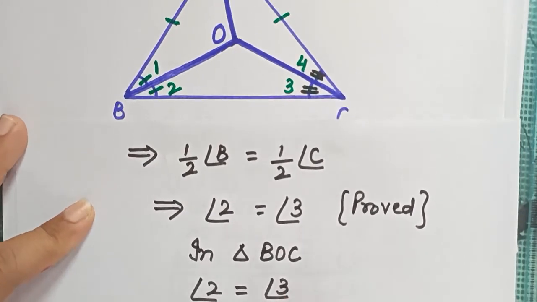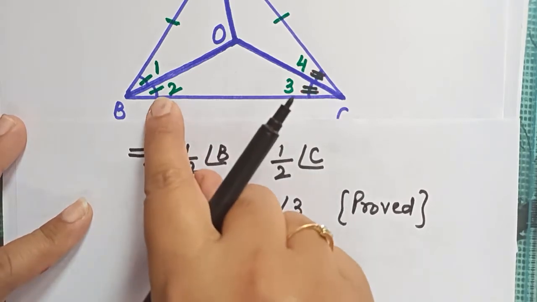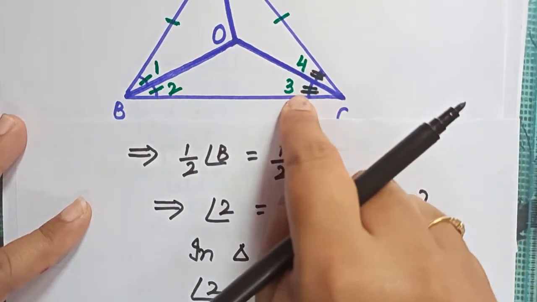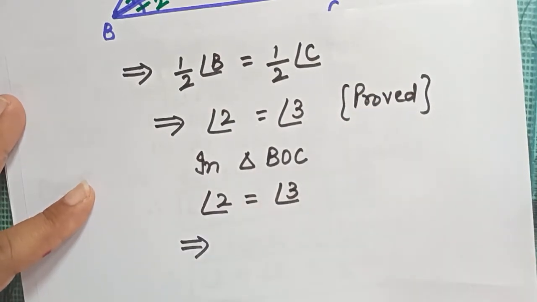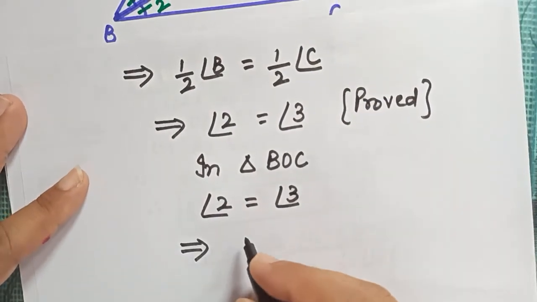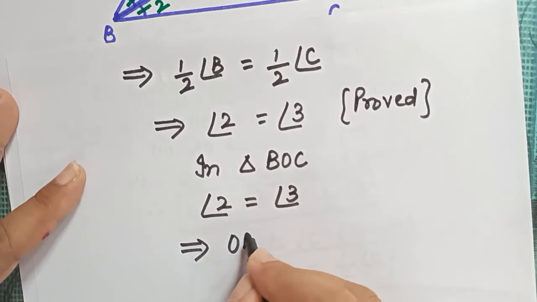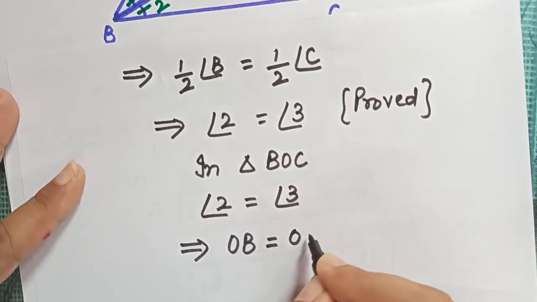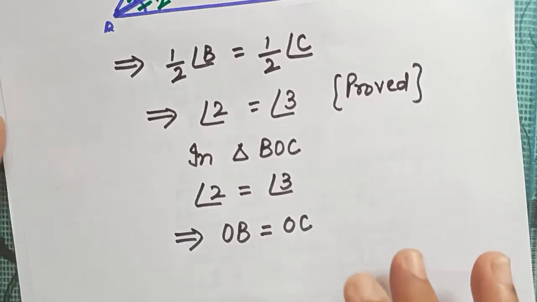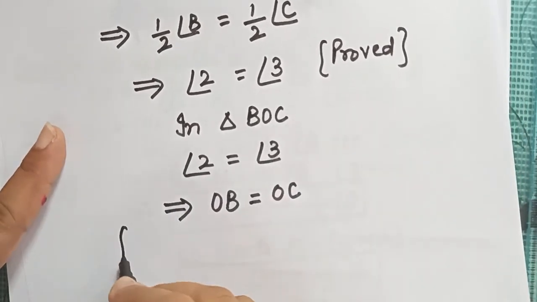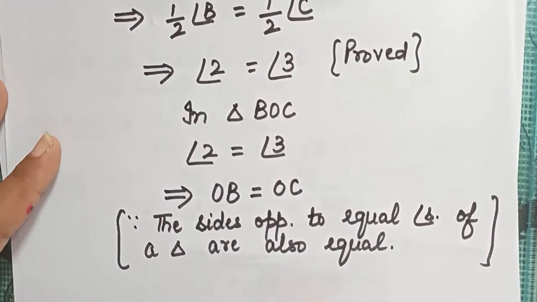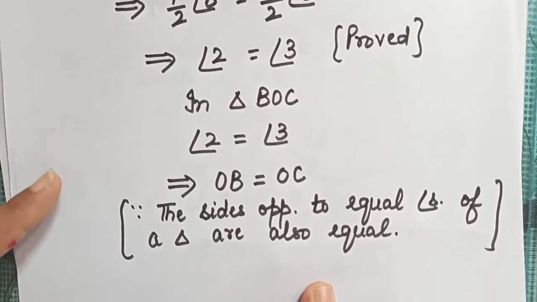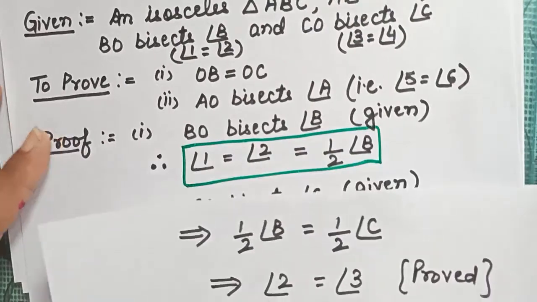So angle 2 and angle 3 are equal, so the sides opposite to these two angles, the side opposite to 2 is OC and the side opposite to 3 is OB. So you can write OB equals OC. Which theorem? Converse. So write down the theorem after this: the sides opposite to equal angles of a triangle are also equal. So we have proved the first part.